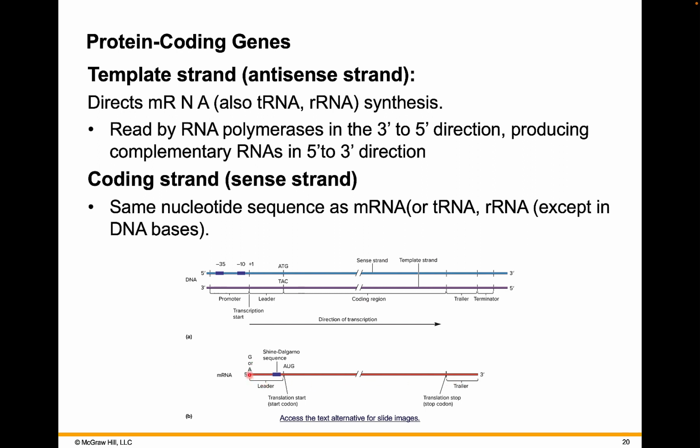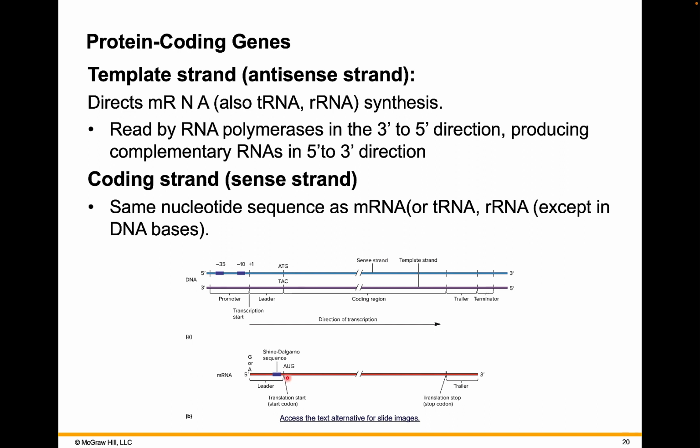Here you can see this is the leader, which can start with a G or A right here. This is a specific sequence known as the Shine-Dalgarno sequence, which binds to the ribosomes. And then you have a start codon, which is the AUG.